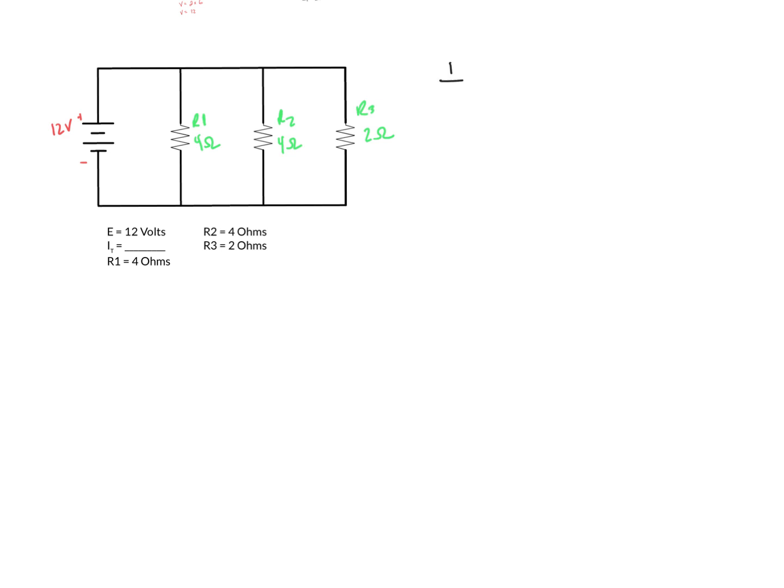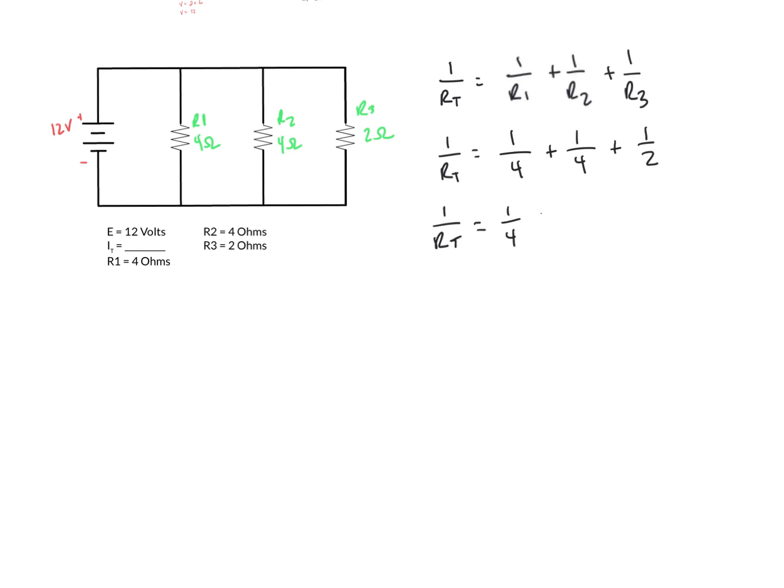So you might recall 1 over RT is equal to 1 over R1, 1 over R2, and 1 over R3. So we're going to plug in what we do know here. We know all of our resistors. So we got 1 over 4 plus 1 over 4 plus 1 over 2. Looking at these, we try to figure out what's a common denominator that these all go into. Probably, you guessed it, they all go into 4, so we don't have to change anything here. And then this one, if we change it to 4, goes in twice. That'll be 2/4 here.